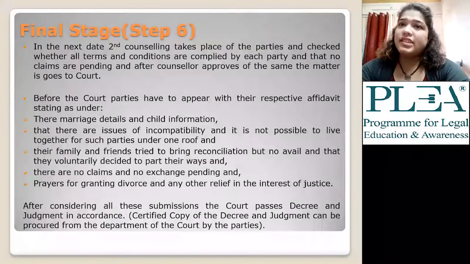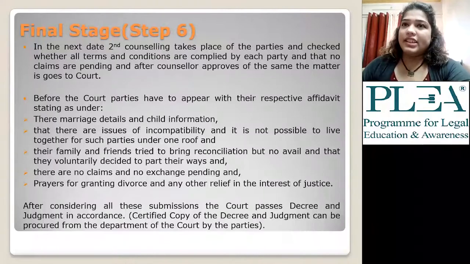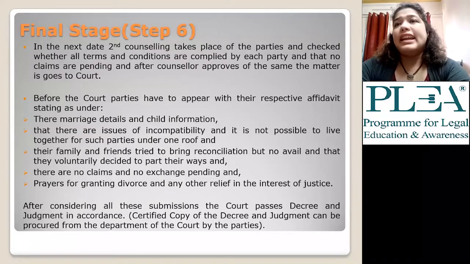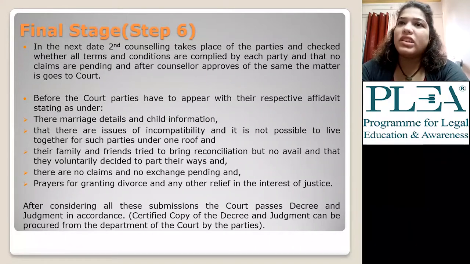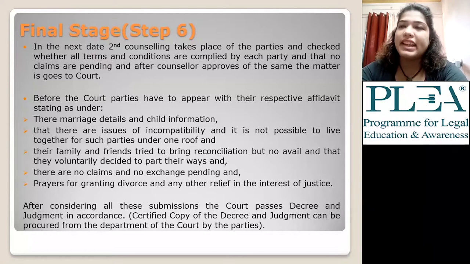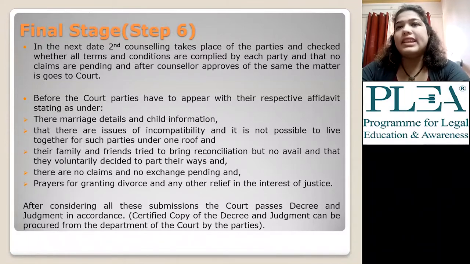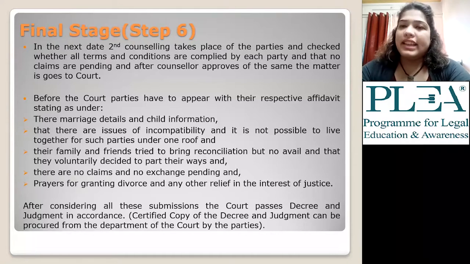So now the final stage is after 6 months, when the second hearing comes. In the next stage, the second counseling of the parties takes place, and of course you have to go for counseling in the second stage also. It is checked whether all the terms and conditions in the consent divorce petition are complied with by each party, and the counselor also has to see that there are no claims pending, and the counselor approves of the same. Then the counselor will submit his report that these parties are good enough to be separated now because there is no claim pending, and the parties are 100% sure that they want a divorce.